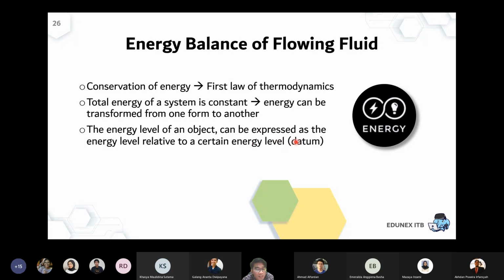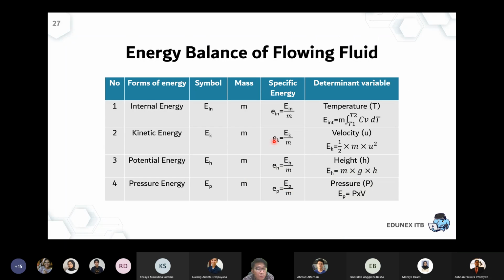Ya, jadi energi itu kalau di termo, belajar dari termo, itu kan konstan, hanya bisa berubah bentuk. Artinya totalnya konstan, dengan asumsi tidak ada energi yang hilang. Oke, kemudian cara menyatakan tingkat energi dari suatu objek, termasuk fluida yang mengalir, biasanya ada yang namanya datum, baseline-nya. Apakah pada temperatur tertentu, atau ketinggian tertentu, atau lokasi tertentu.